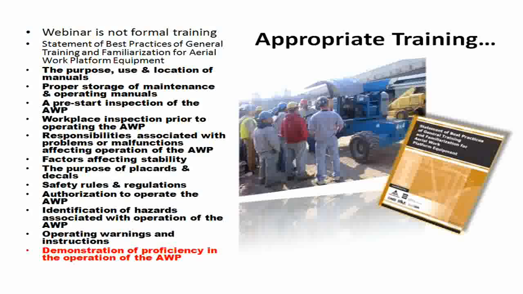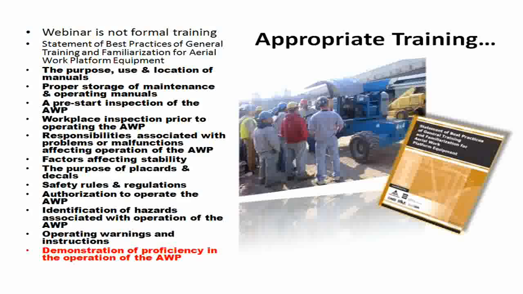One of the big things, top on the list, is there's 12 points that we have to communicate to be effective training as ANSI sees it regarding aerial equipment. I'll just start with the first one. So you'll see it on the slide there, the purpose and use of and location of manuals.